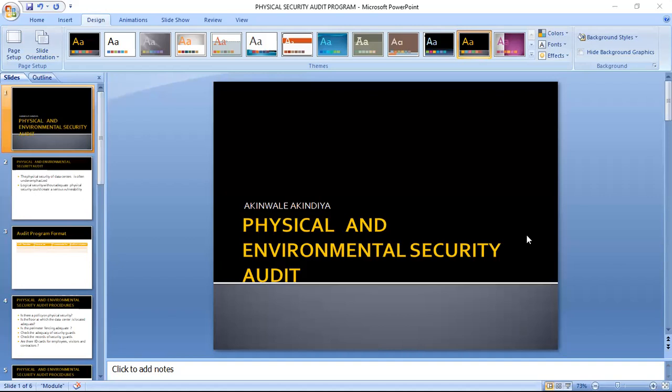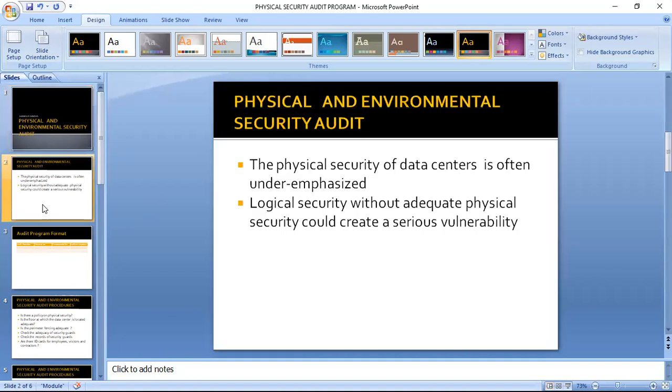I'll be presenting on physical and environmental security audit. I am an IT auditor, and I want to share with you some of my experience in the field of IT audit. So today I'll be sharing on physical and environmental security audits. Physical audit is one aspect of IT audit or IS audit that is often underemphasized. But without physical security, logical security might not be enough. You are creating a serious vulnerability for yourself if you don't take notice of physical security.